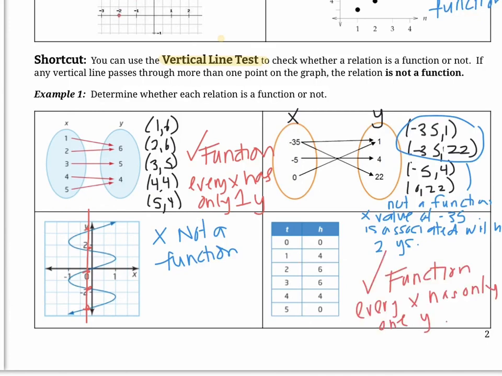So when you try problems about whether something's a function or not on your own, just always go back to the definition that every x only has one y.